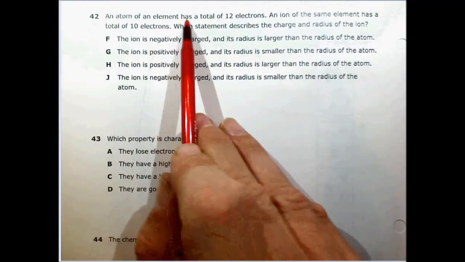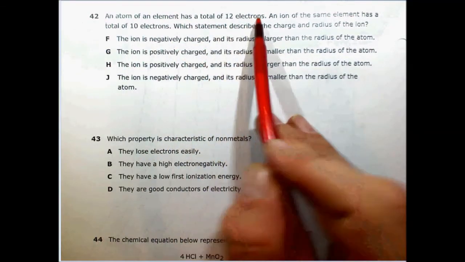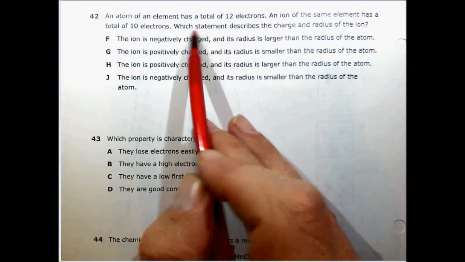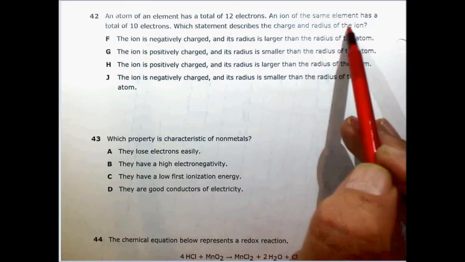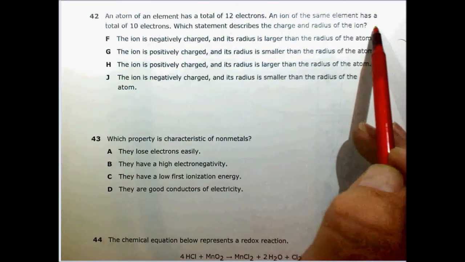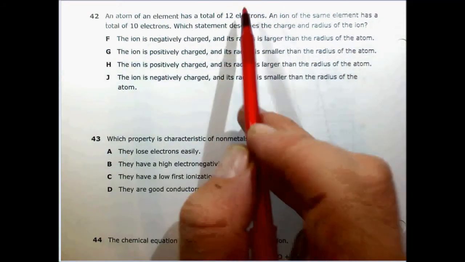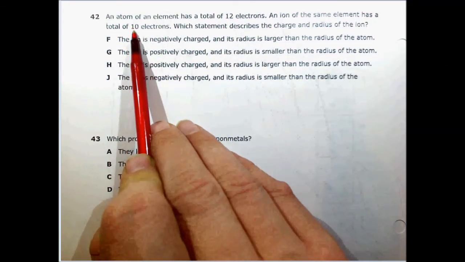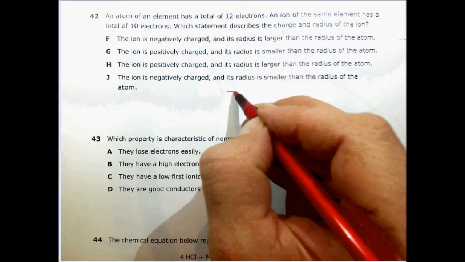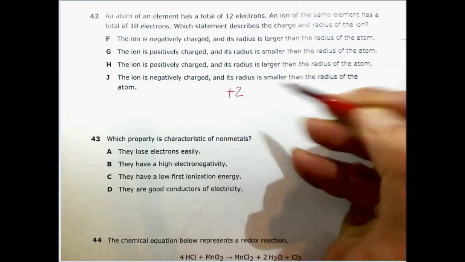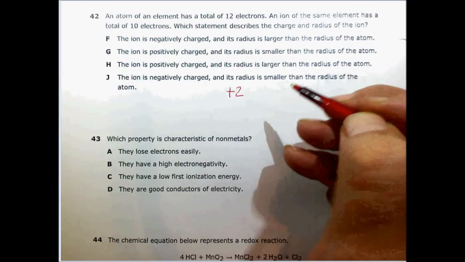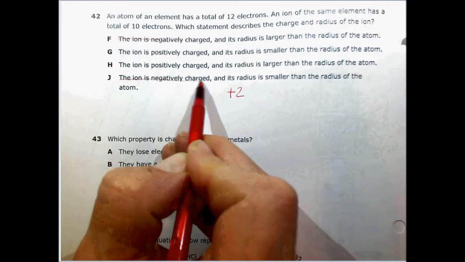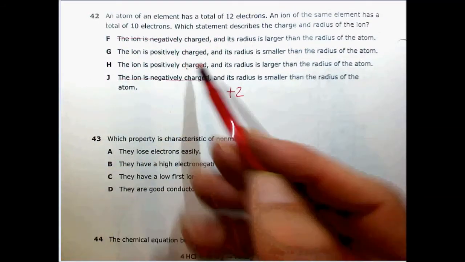An atom of an element has a total of 12 electrons. An ion of the same element has a total of 10 electrons. Which statement describes the charge and radius of the ion? Well, if the element has 12, but it lost 2, then it's going to have a positive 2 charge. So we can get rid of any of these that talk about negatively charged ions. And that leaves us with just these two.